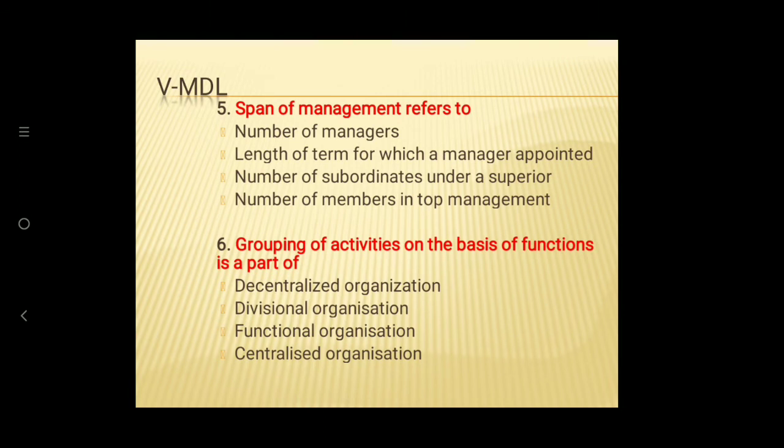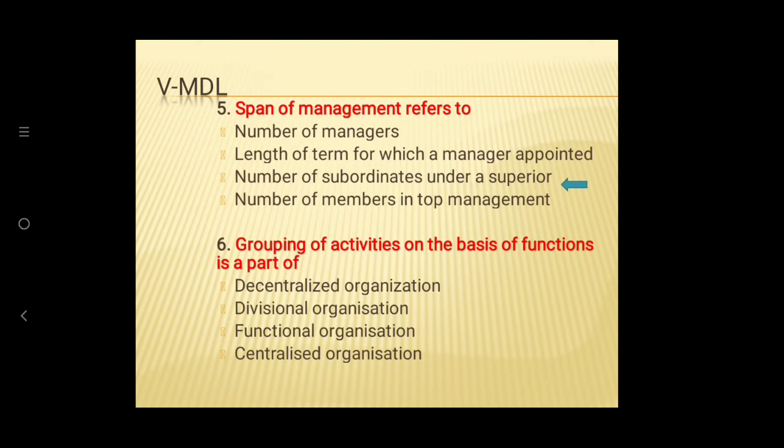Span of management refers to. Actually, the span of management means the number of subordinates under a superior, or the number of people under a superior or higher authority, the person who is in charge of a particular work. So here, option A, number of managers; length of term for which a manager is appointed; number of subordinates under a superior; number of members in the top management. Actually, the span of management refers to the number of subordinates under a superior or boss. So the right answer is option C.